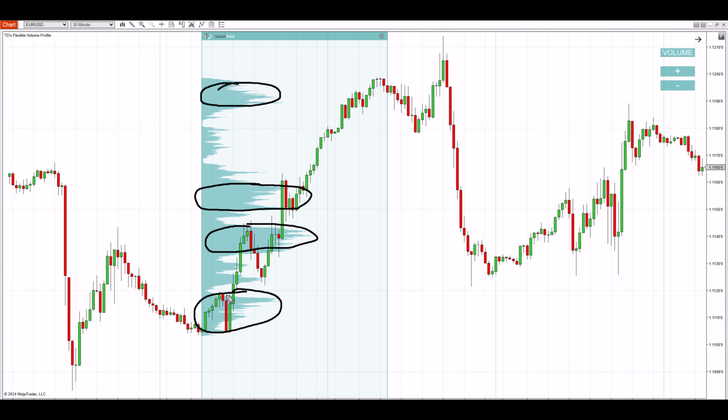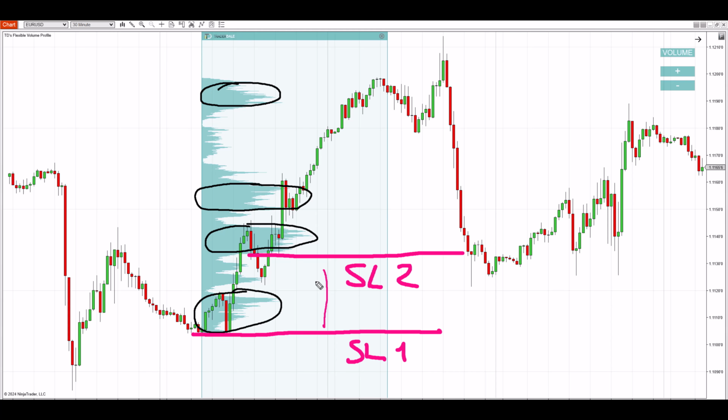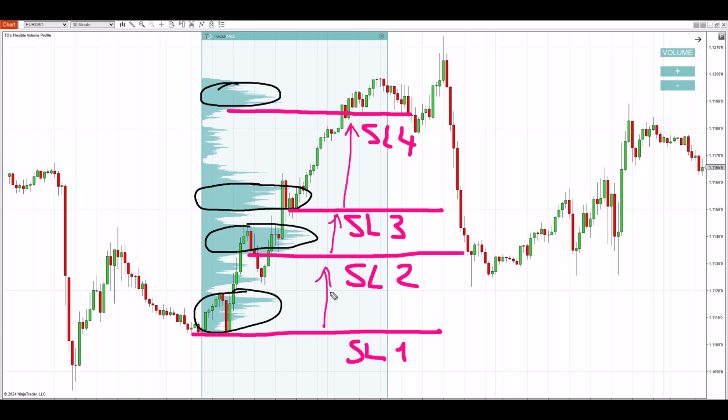And if you enter a long trade here, and if you trail your stop loss, then you should always place the stop loss behind those heavy volume barriers. So this should be the first stop loss. Then as the price moves upwards, the second stop loss would be here, right? This is how you move it. Then the price moves higher again. Behind this heavy volume zone, there should be stop loss 3. Then the price moves higher again. Behind this heavy volume zone, there will be another stop loss 4, right? This is how you should trail your stop loss.